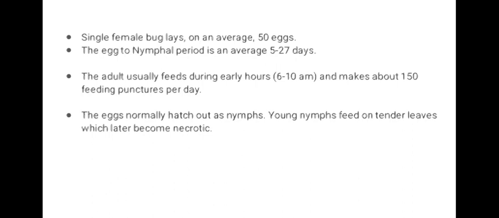The eggs normally hatch out as nymphs. Young nymphs feed on tender leaves which later become necrotic. The nymphs are wingless and smaller but otherwise resemble the adults. The young nymphs are orange colored and ant-like with long legs. The life cycle is completed in 80 to 87 days. Alternate hosts: guava, cocoa, cinchona, neem, cotton, apple, grapes, drumstick, black pepper and jamun.